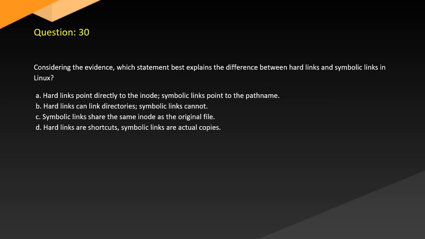Question 30. Considering the evidence, which statement best explains the difference between hard links and symbolic links in Linux? A. Hard links point directly to the inode. Symbolic links point to the path name. B. Hard links can link directories. Symbolic links cannot. C. Symbolic links share the same inode as the original file. D. Hard links are shortcuts. Symbolic links are actual copies.